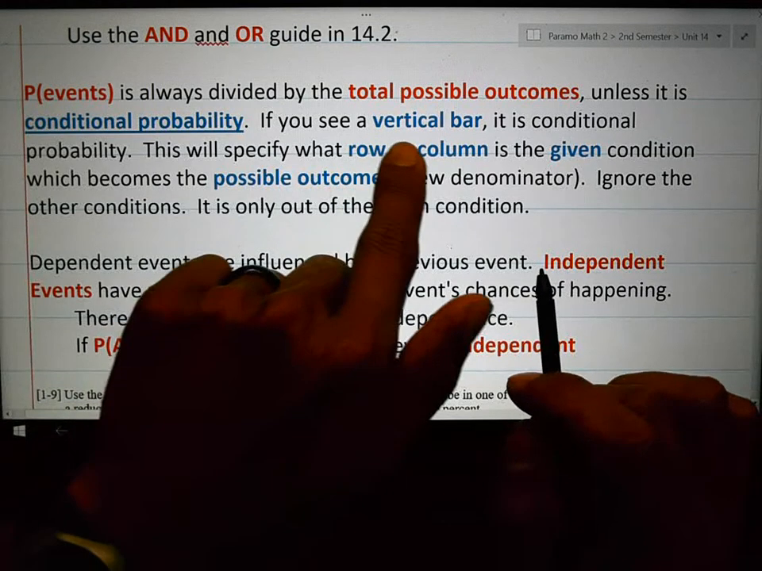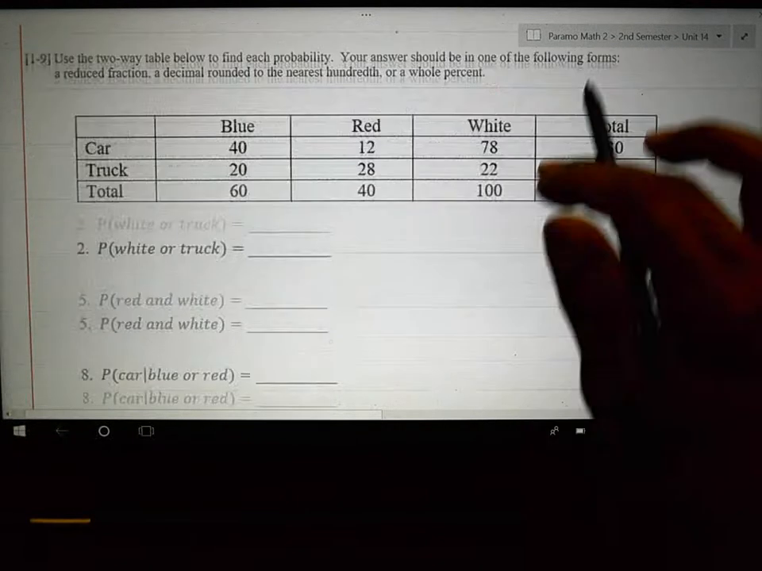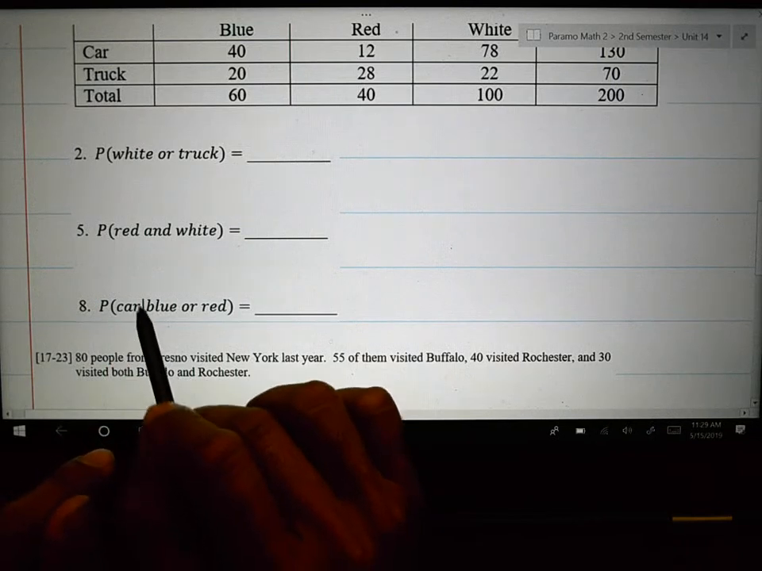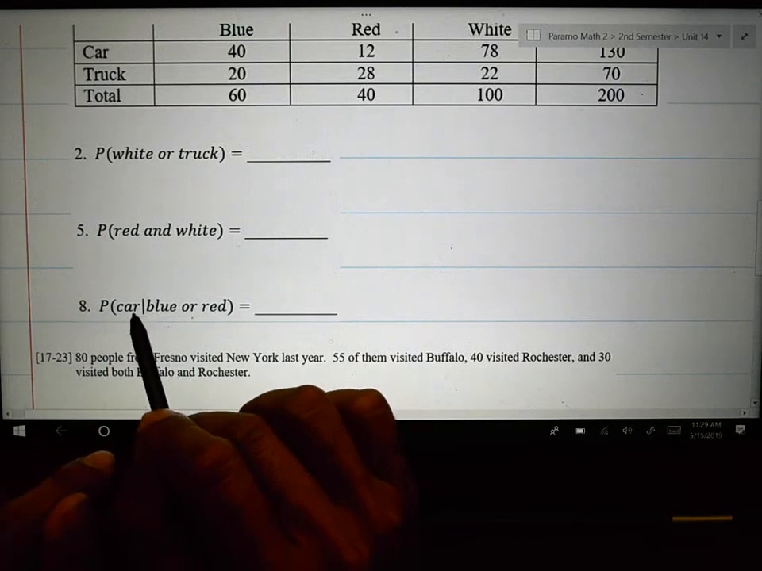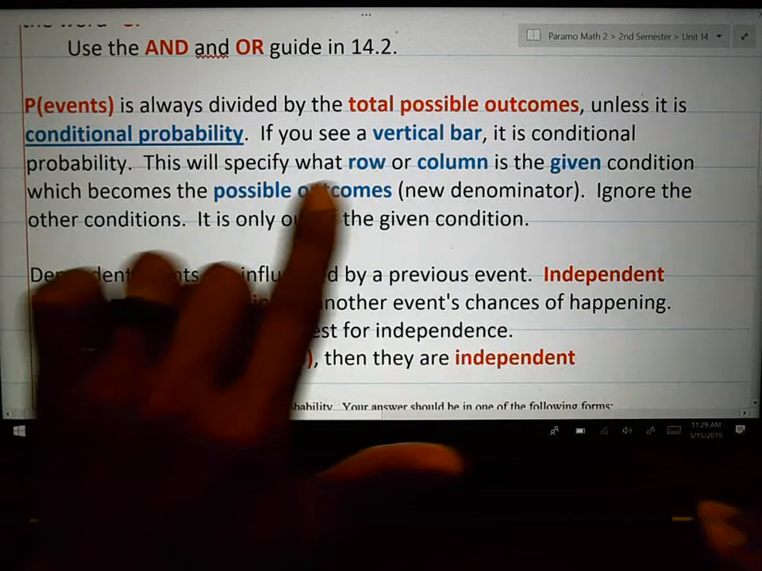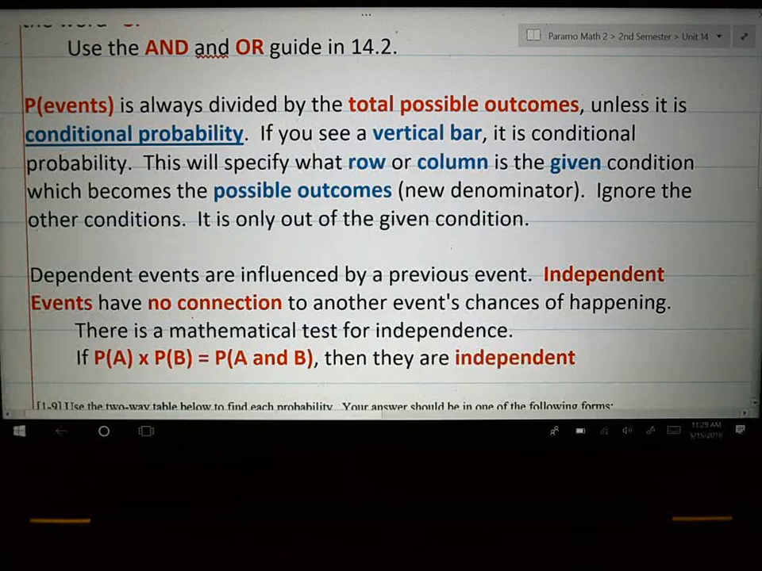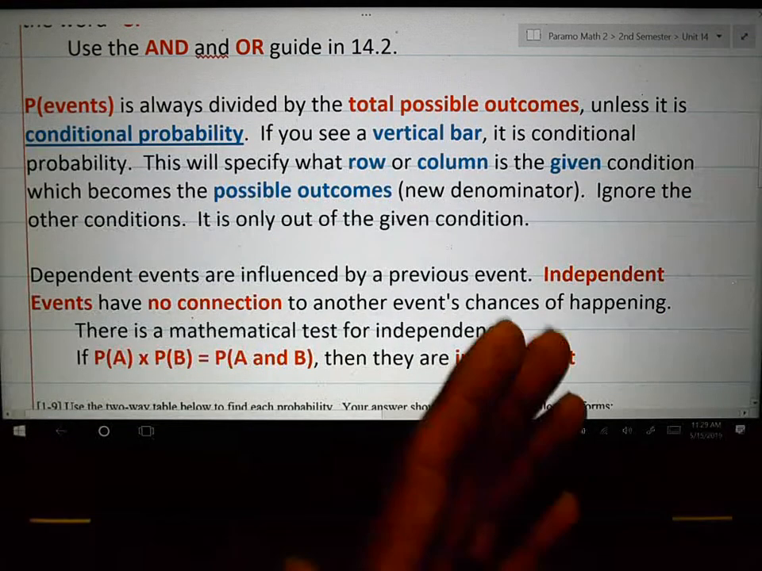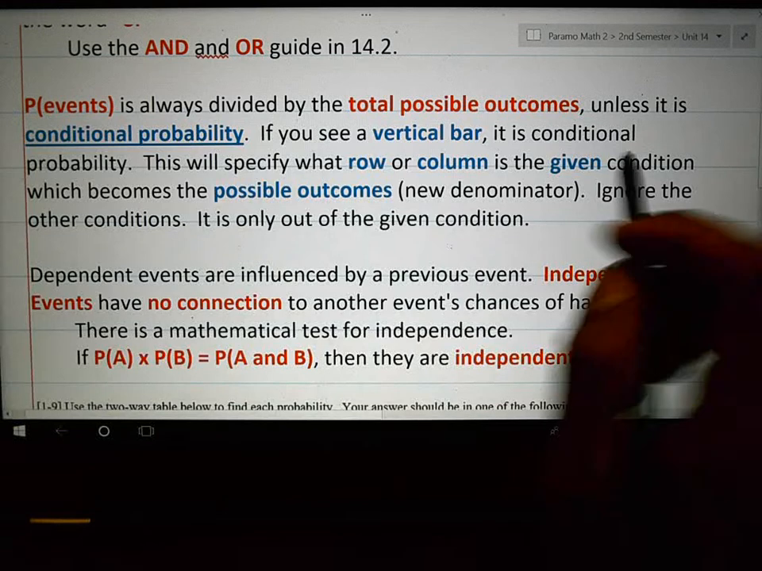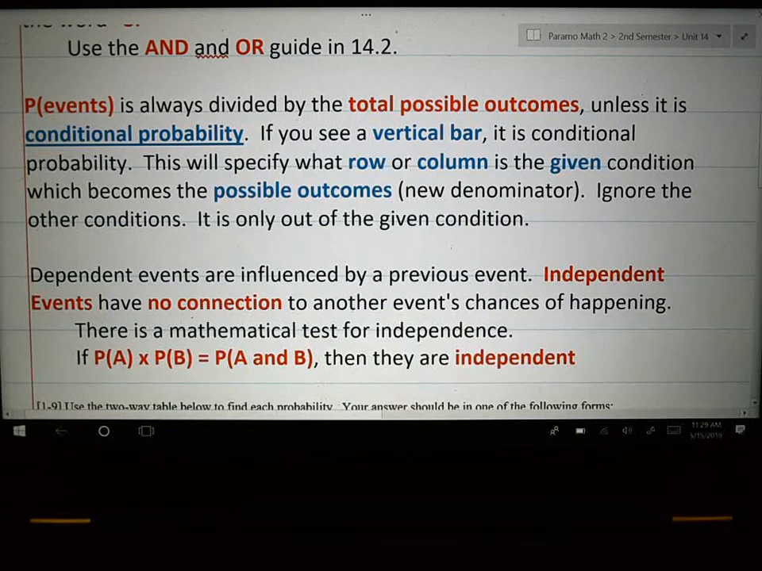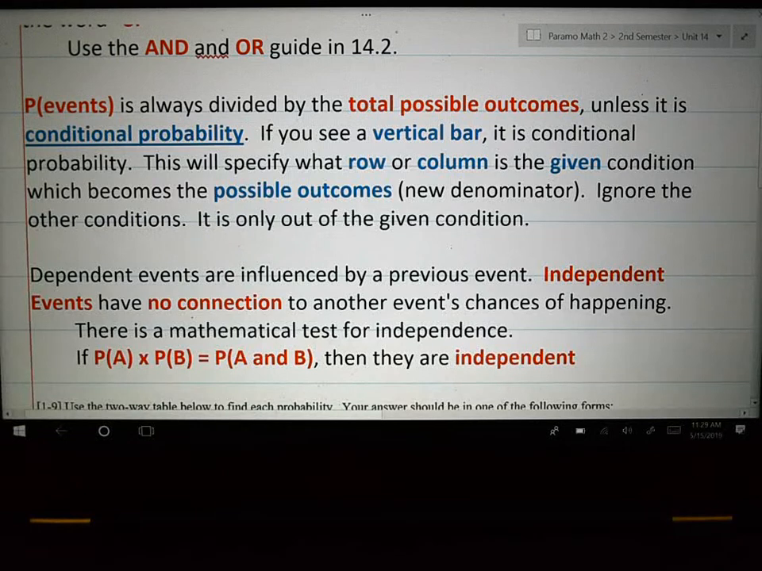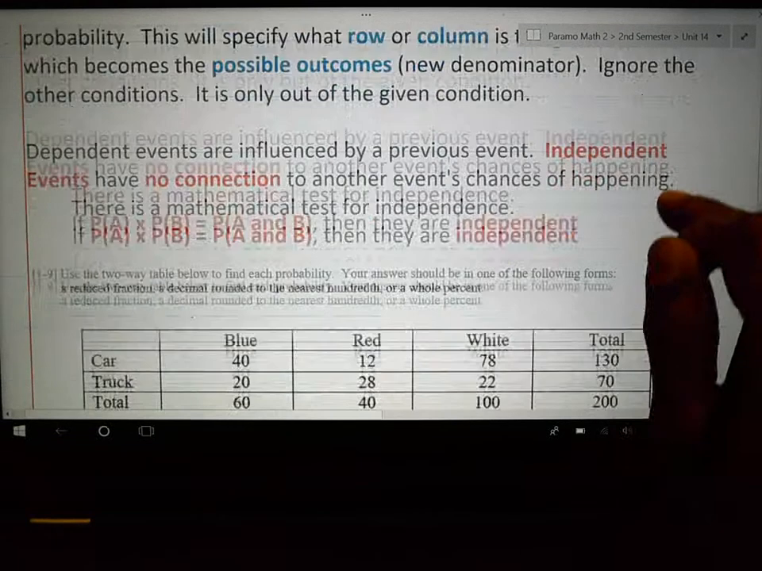If you see a vertical bar, let me show you what I mean. Here's a vertical bar. Car, this vertical bar means given. Car, given, blue or red. That is a conditional probability. It means instead of talking about out of the grand total, we're only talking about out of that given condition, and you just ignore every other condition. You just do things out of there, and I'll show you how that works as we get to that example.